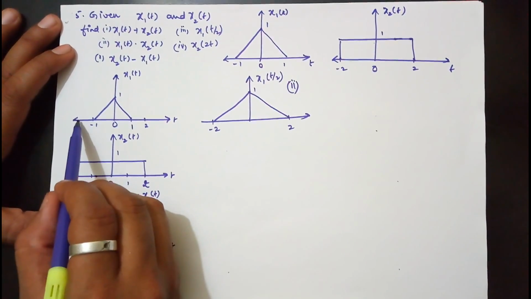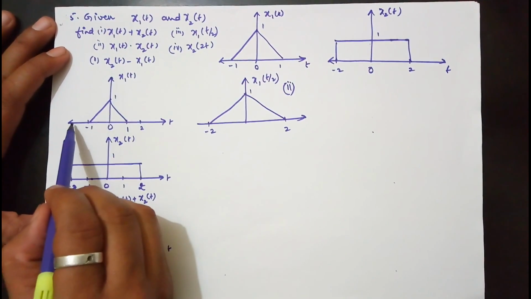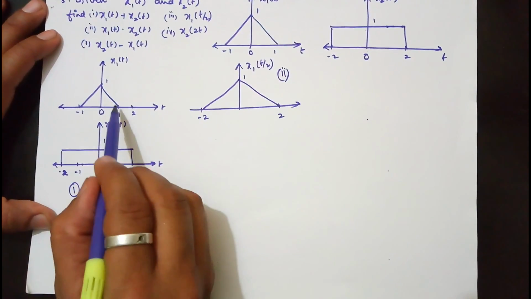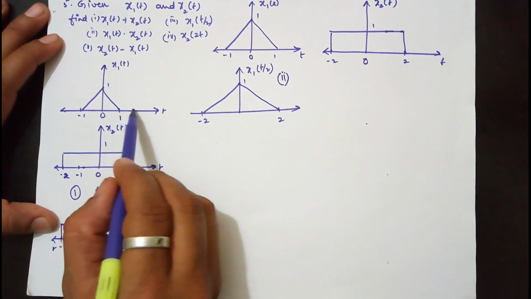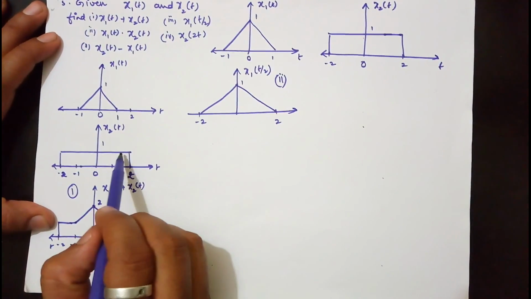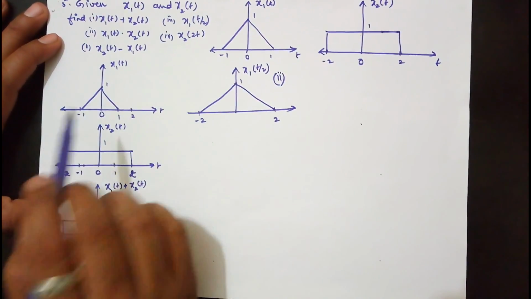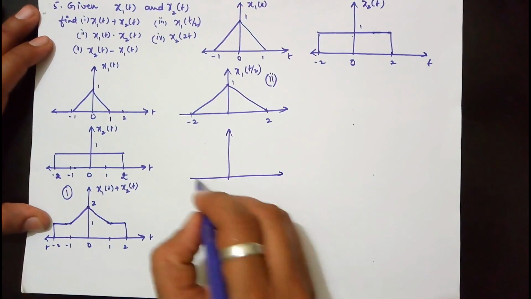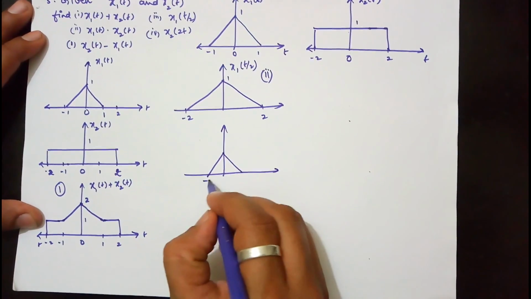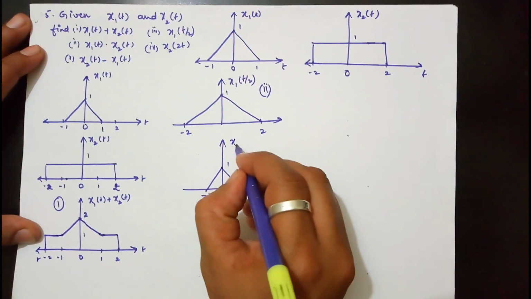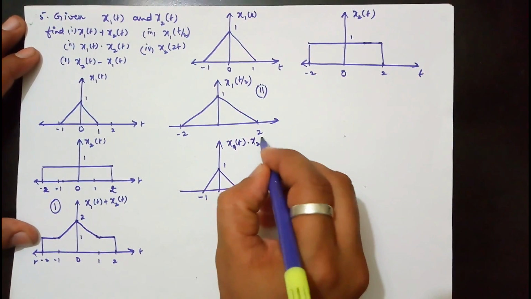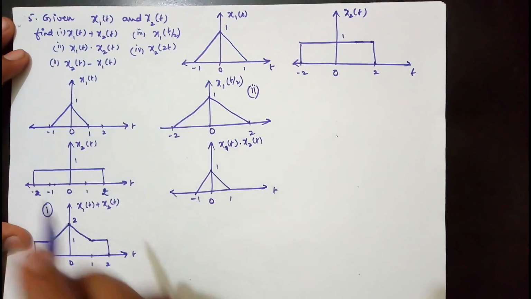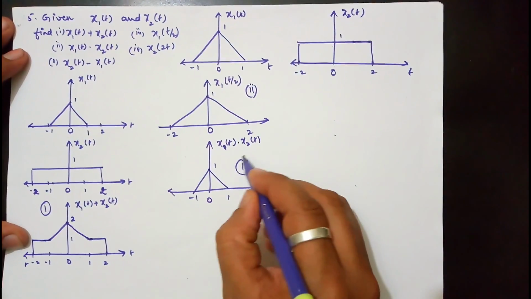So there is no waveform present for x1 of t from -2 to -1. So it will be 0 multiplied by 1, it will be 0. Similar is the case from 1 to 2. Here you have no waveform, here you have 1. So 0 into 1 is 0. So you get the same triangular waveform which exists between -1 to 1 with an amplitude of 1 when you multiply x1 of t into x2 of t. Right? Now this is the third waveform.